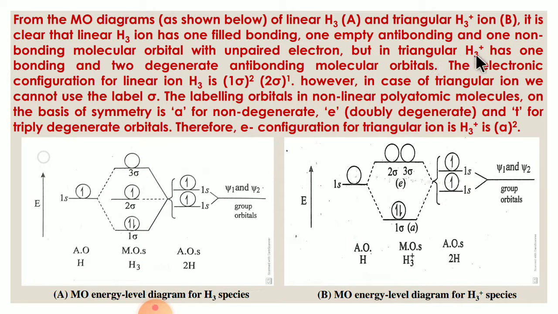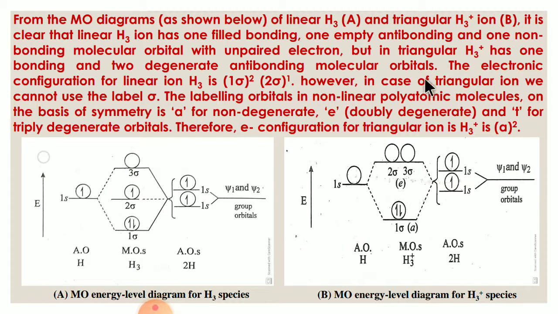But triangular H3 plus has one bonding and two degenerate anti-bonding molecular orbitals. This is the bonding molecular orbital of the H3 plus ion, and two anti-bonding molecular orbitals, that is 2 sigma and 3 sigma anti-bonding molecular orbitals, which are empty and doubly degenerate, that means E.